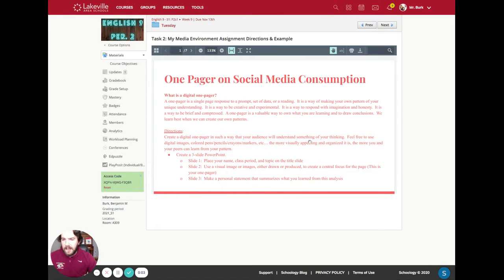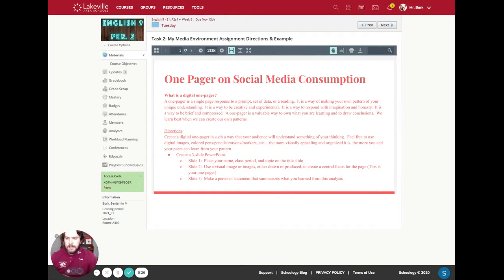Burke. Today I'm talking you through your second task in Module 1 of our media unit. So we're going to look today at your own media environment, and we're going to create a little document or a little artifact that kind of represents the types of media that you consume on a regular basis. So the kind of document that we're going to create is called a one-pager.